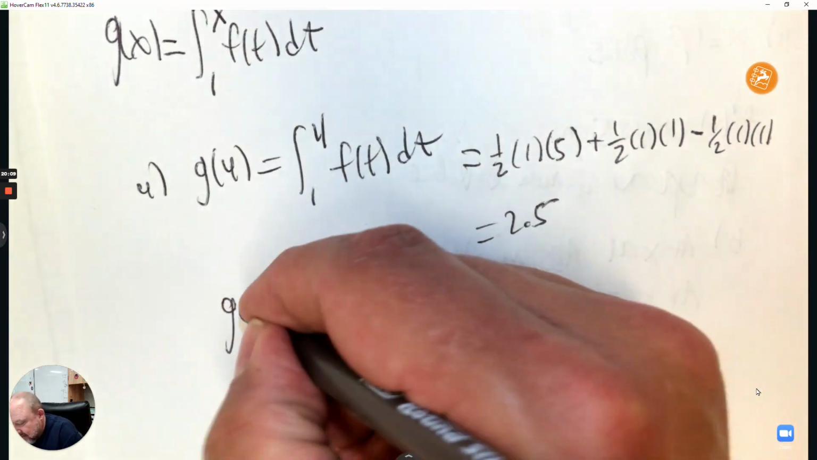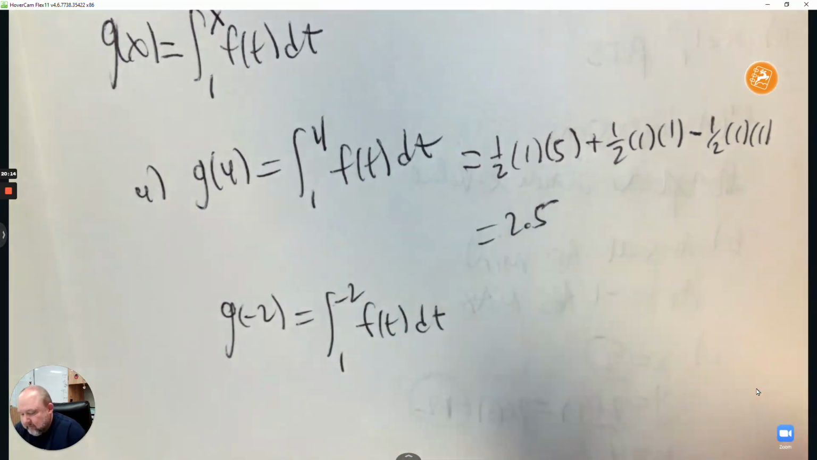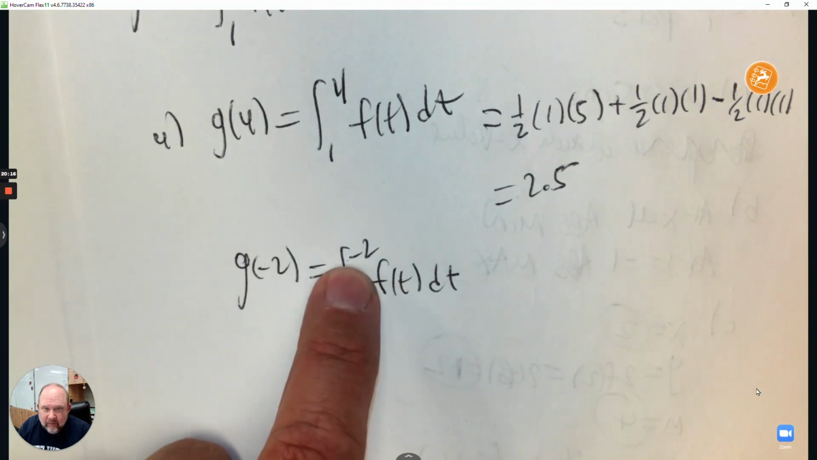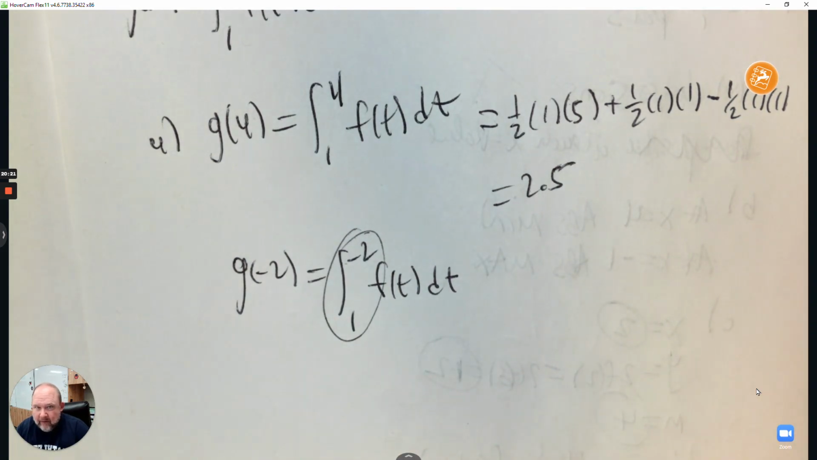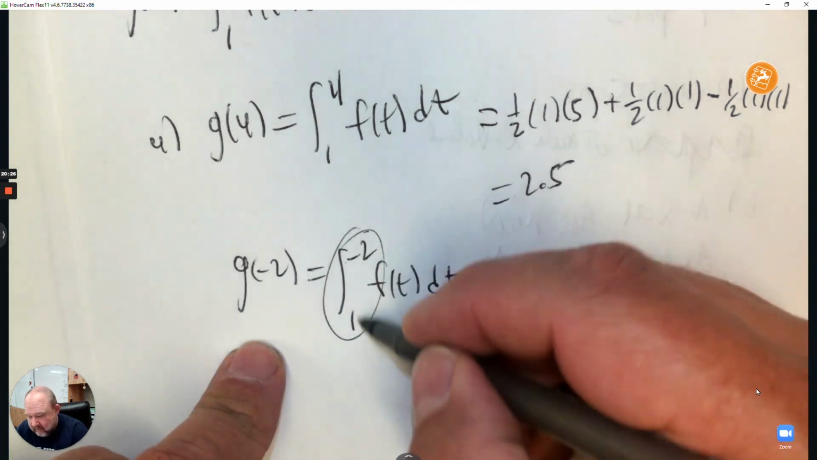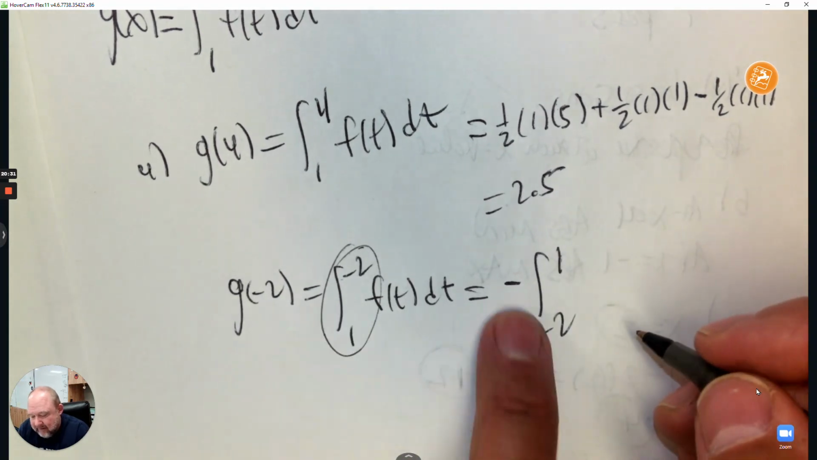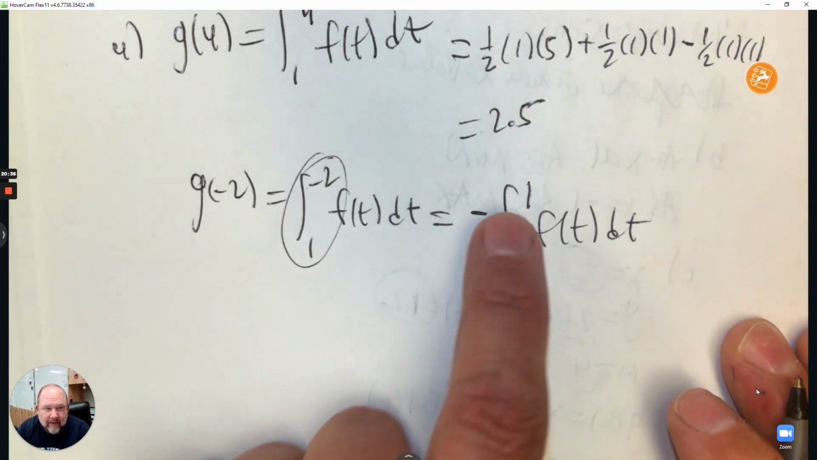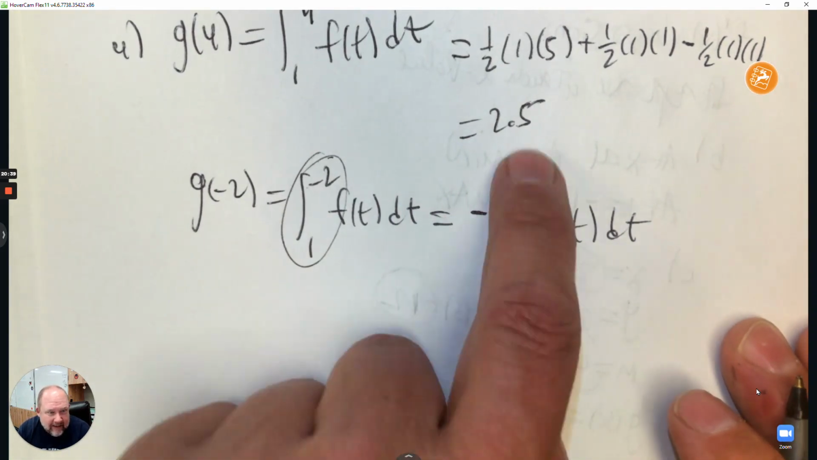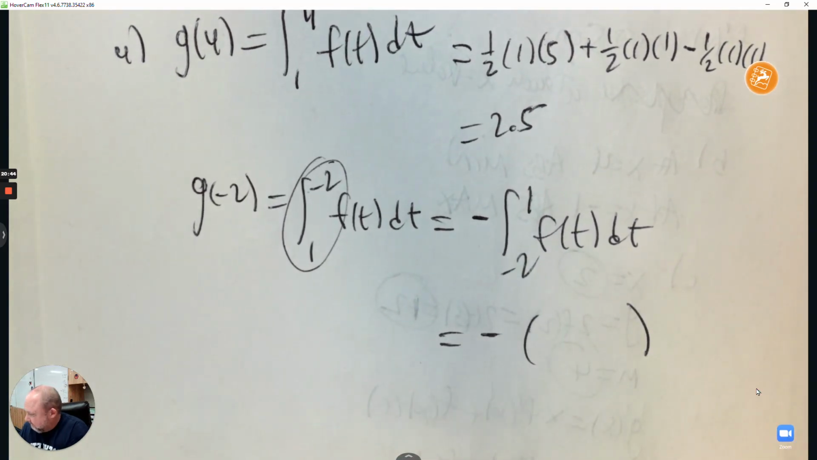The next one is g at -2. So we'll plug in -2. Now, when the top limit is smaller than the bottom, I'm still going to find the area between those numbers, but whatever answer I get, I'm going to change its sign because of the limits. So I can flip this around by making it negative, and now it is proper. So this is improper. I can flip it by just making it negative in front. Now it's proper. So whatever answer I get, I'm going to have a negative in front.